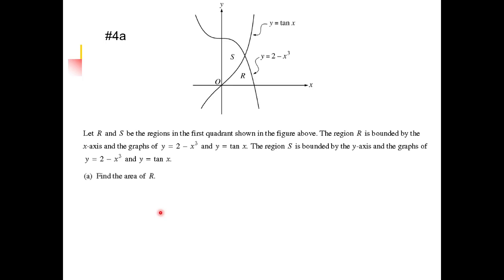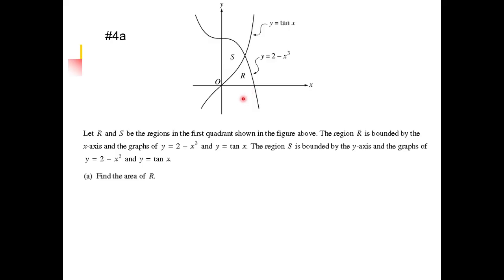For this calculator-based free response problem, we have R and S as the regions in the first quadrant shown in this figure up here. R is bounded by the x-axis and the graphs of 2 minus x cubed and tan of x, and the region S is bounded by the y-axis and those two graphs. So first part of the problem, they want us to find the area of region R.